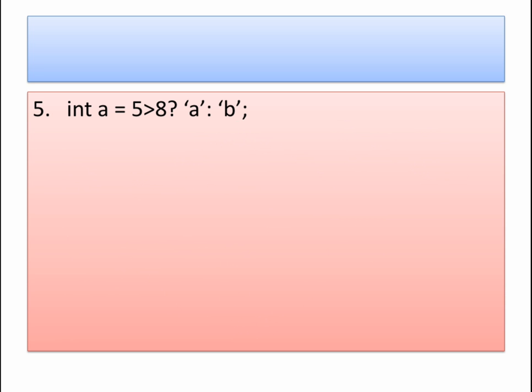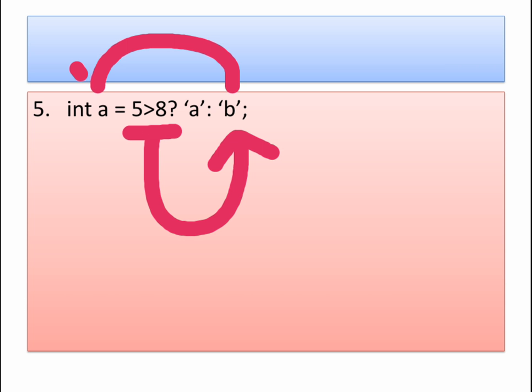Okay. So why am I telling this to you? Because see this, 5 greater than 8, obviously false. 5 is not greater than 8. So where will it go? It will go to the b part. So b will be assigned to what? b will be assigned to a. But the problem is, a has a data type of what? Int. But b is not an integer value.